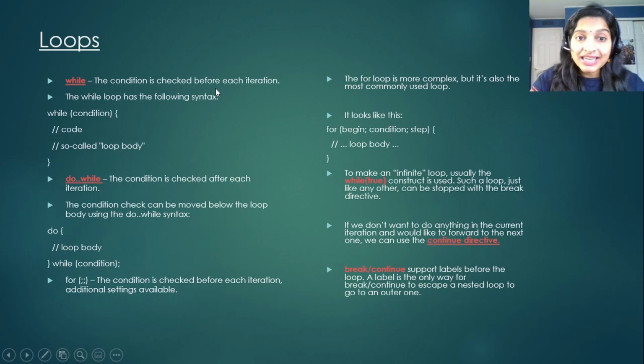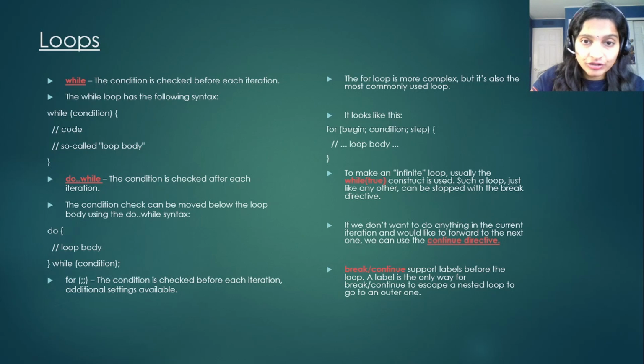The condition is checked before each iteration. The while loop has the following syntax: while, then the condition, and the body of the loop or any code, whatever we want to execute for that particular condition. Do while, the condition is checked after each iteration. The condition check can be moved below the loop body using the do while syntax.